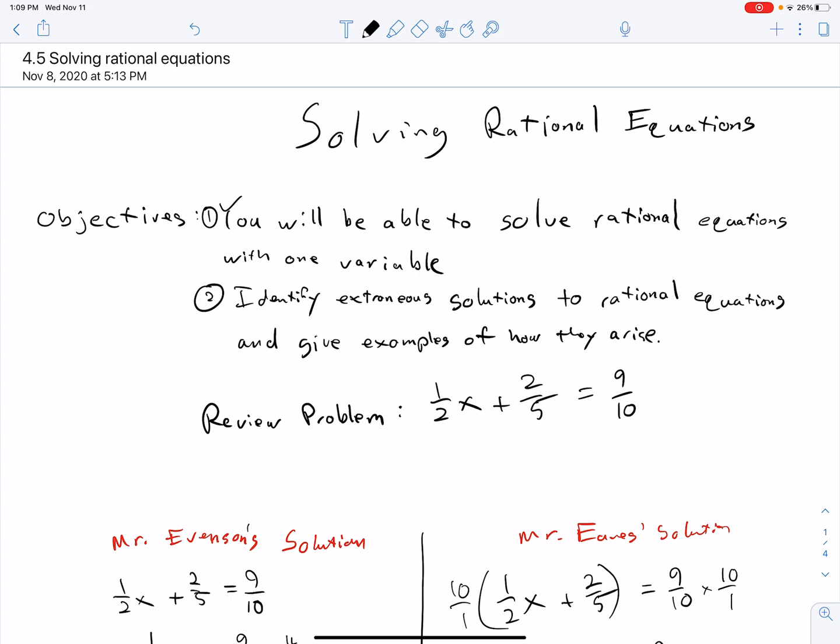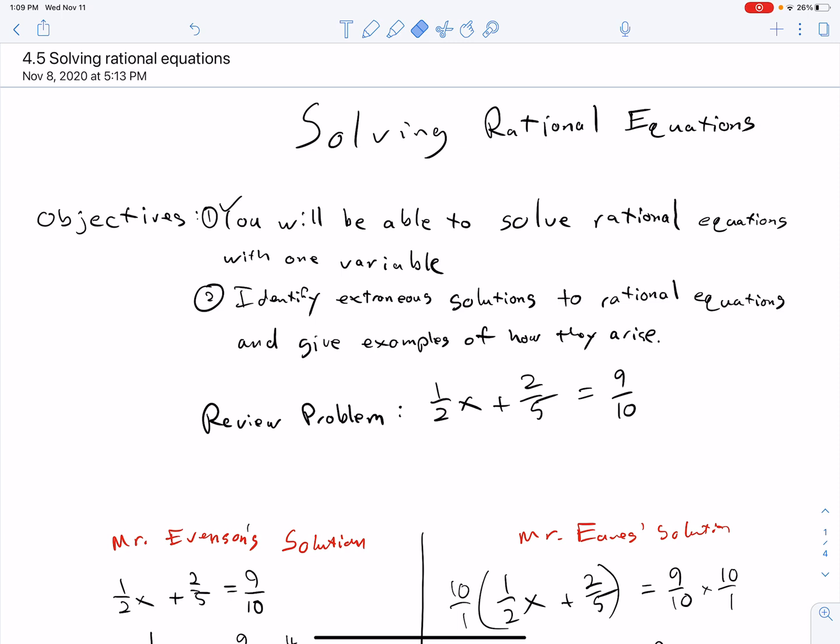Up to this point, we've been talking about adding, subtracting, multiplying, and dividing rational expressions. Remember, rational expressions look like a ratio of polynomials. So we have a polynomial over another polynomial. That's a rational expression. Today, we're taking this to the next step, and we're going to be talking about solving rational equations.